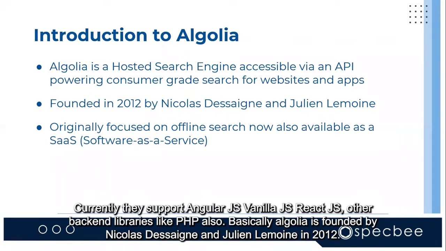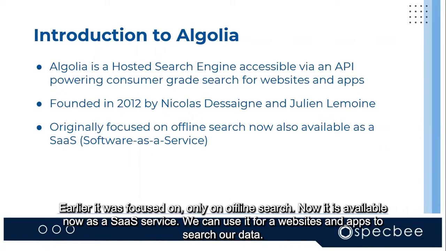They support AngularJS, Vanilla JS, ReactJS, and other backend libraries like PHP also. Basically, Algolia was founded by Nicolas Dessaigne and Julien Lemoine in 2012. Earlier it was focused only on offline search. Now, as I told you earlier, it is available as a SaaS service, so we can use it for websites and apps to search our data.